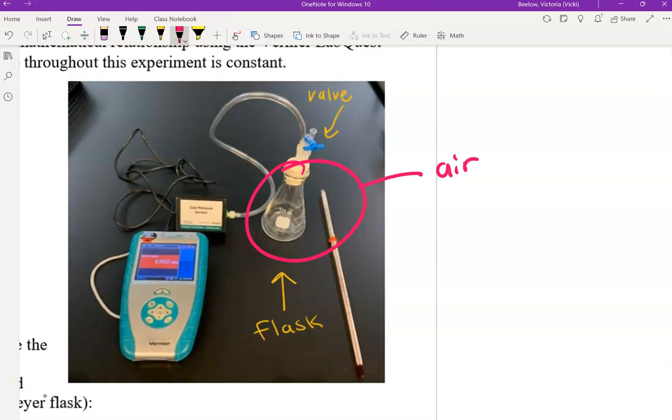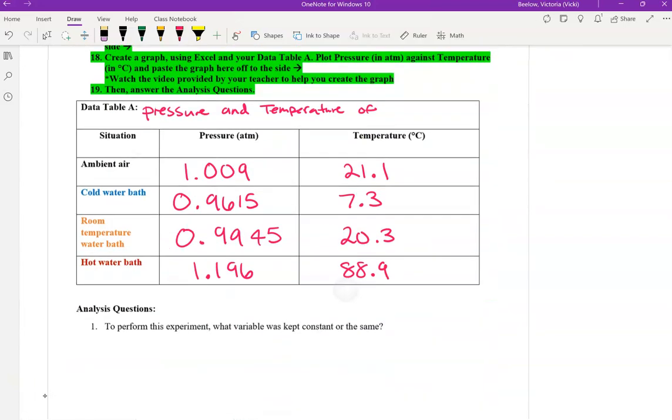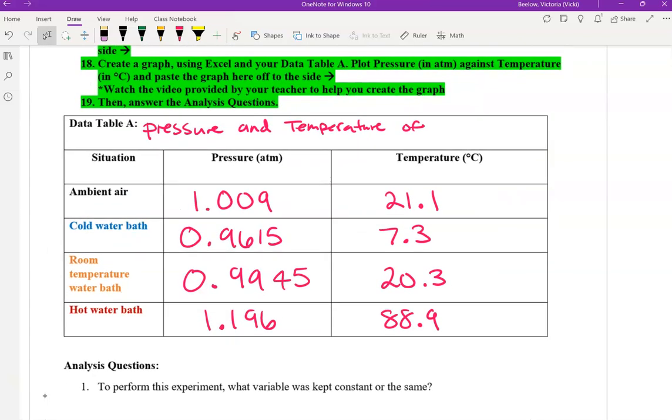This situation here that you started with, the flask in the ambient air, so the air surrounding it. You put the flask into a cold water bath, a room temperature water bath, and a hot water bath, and then recorded the corresponding pressure using Vernier equipment. That's the name of the equipment.